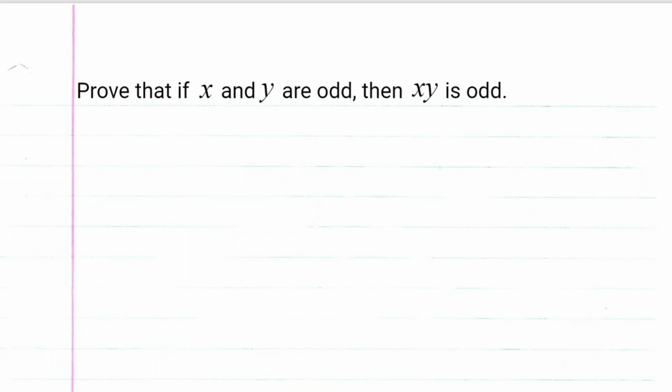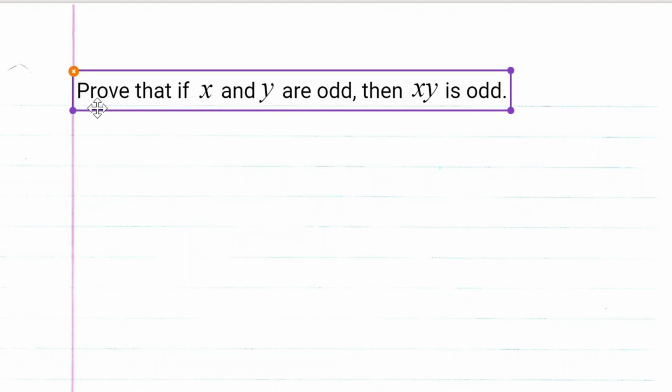Okay, so we're going to prove that if x and y are odd, then x times y is odd. So this is saying that if we have two odd numbers, then their product is always going to be odd. So proof.